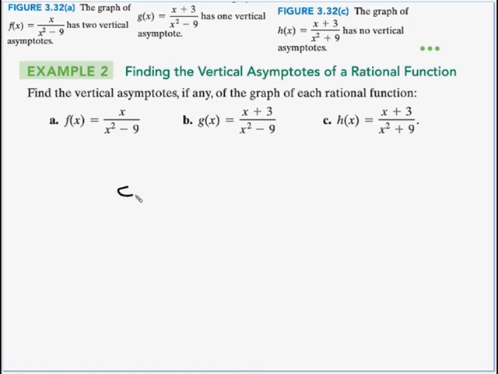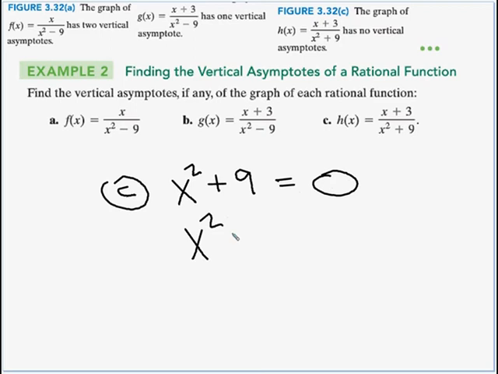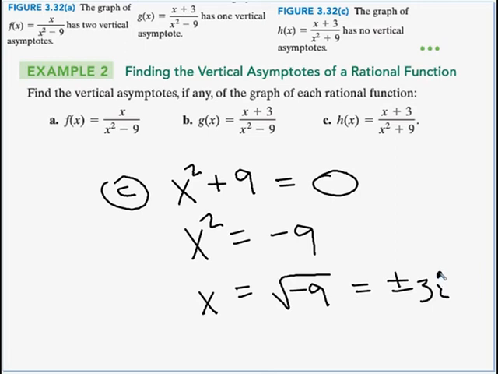The last one, letter C. See, my numerator is x plus 3, just like letter B. The denominator is a little different now. Now it's x squared plus 9, not x squared minus 9. Well, let's see, to locate asymptotes, we'd set that equal to 0, and I would subtract 9, and then take the square root. The square root of negative 9, we know that's positive and negative 3i, but we're looking for asymptotes, real solutions, and there are no real solutions here.